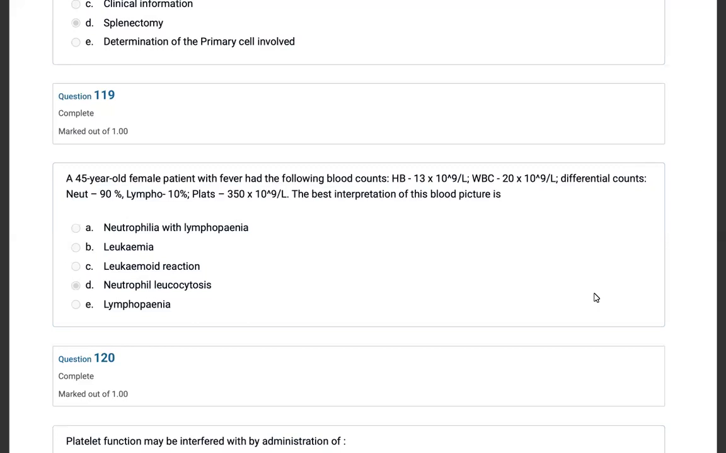So, question 19: a 45-year-old female patient with fever had the following blood count: Hb normal, but the white blood cell count is high. Neutrophils are 90%, lymphocytes 10%, and platelets are normal. What is the best interpretation of this? Someone needs to tell us. Quickly do the maths. What can we consider this?